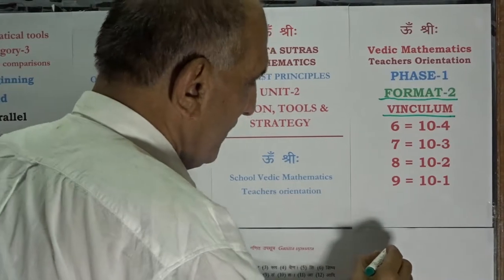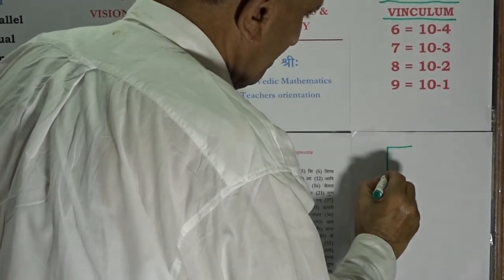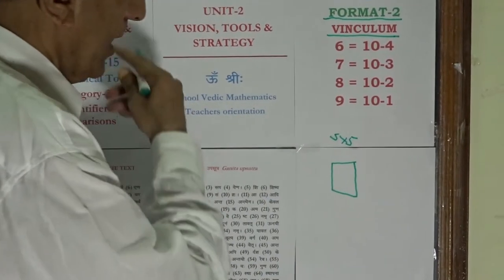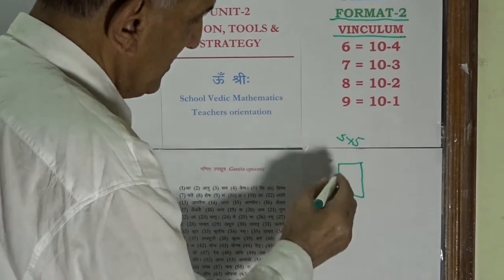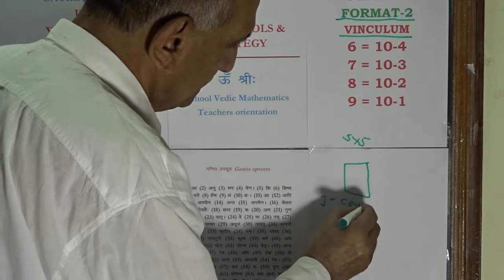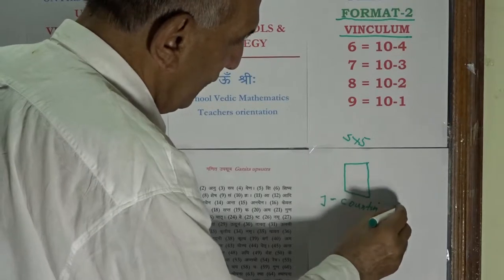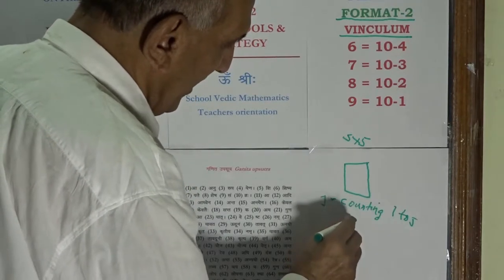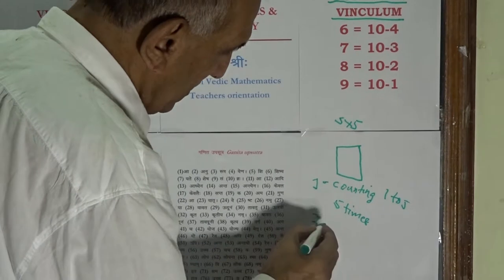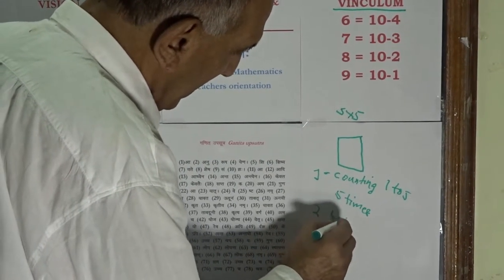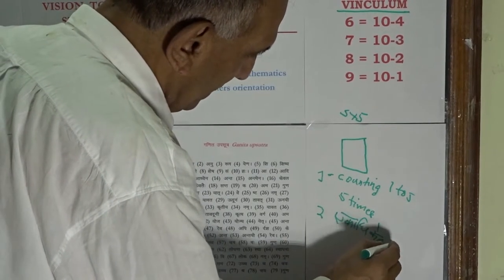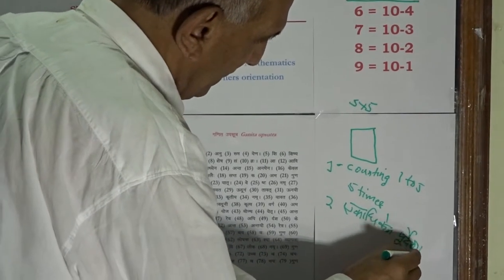We know that our first format has been varga, 5 × 5. Now this varga 5 × 5 is essentially taking us to an art of counting 1 to 5, 5 times. It means that we are learning to count with the principle of Eka Adhikena Purvena, one more than before, the principle of Sutra 1.